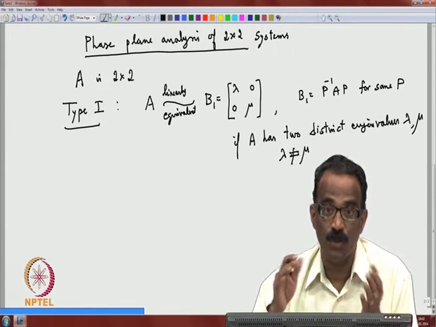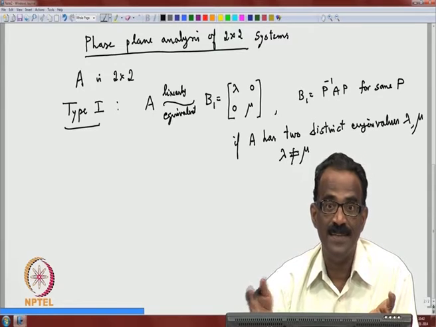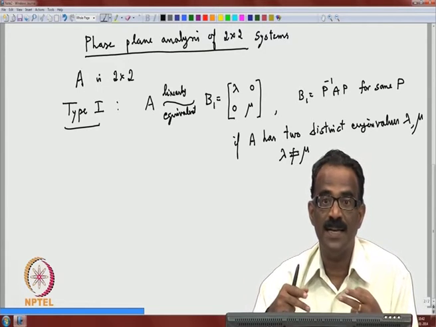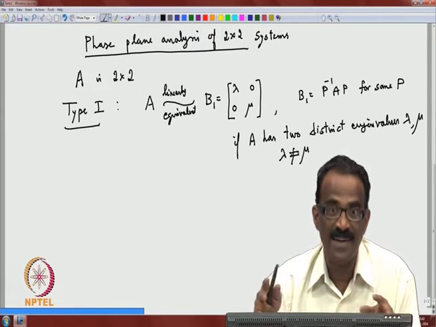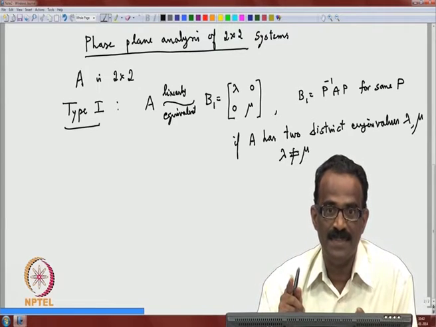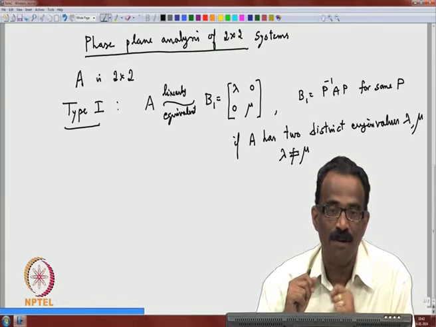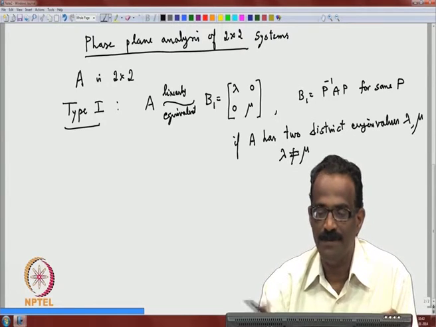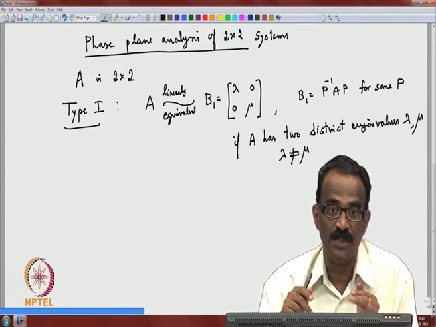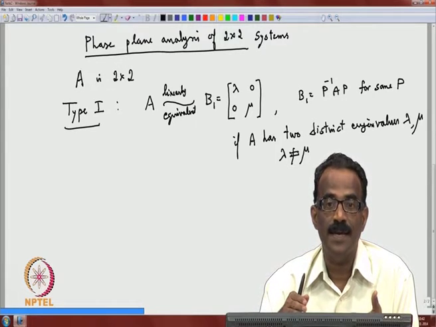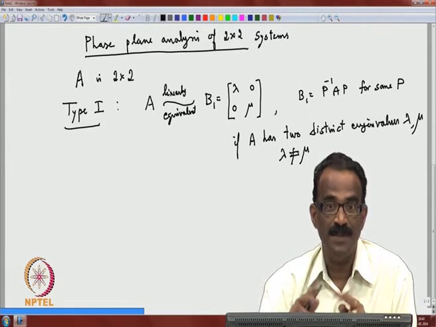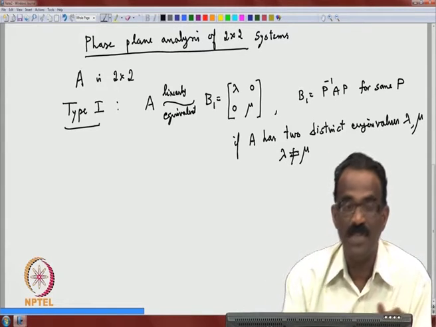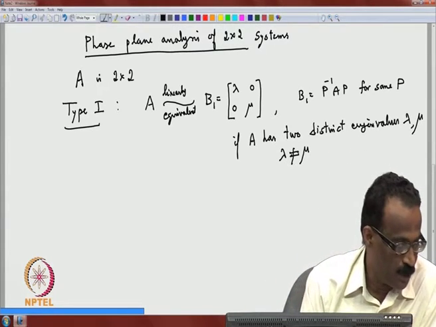And what is the matrix P in this case? It is easy. Since there are two distinct eigenvalues, it has two eigenvectors which are independent. Put those eigenvectors as the column vectors of P, and you get this. So P can be constructed by obtaining the eigenvectors corresponding to lambda and mu. Because they are independent, P is invertible. So that is the type 1 situation.